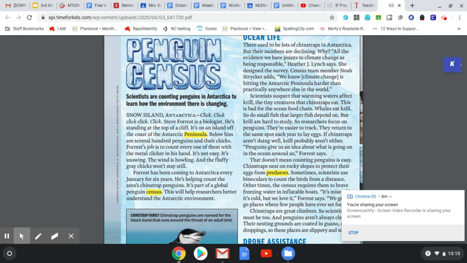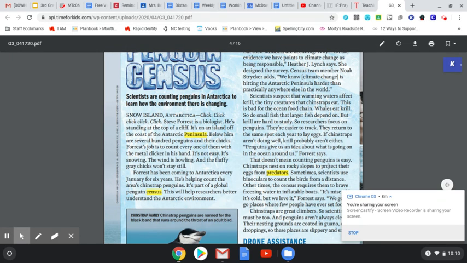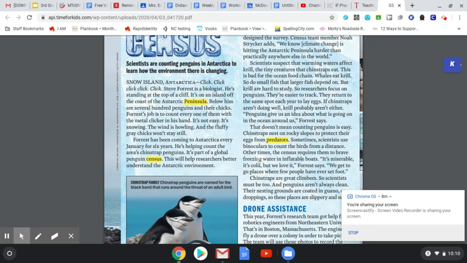Penguins give us an idea about what is going on in the ocean around us, Forrest says. That doesn't mean counting penguins is easy. Chinstraps nest on rocky slopes to protect their eggs from predators. Okay, we have another important vocabulary word right here that is highlighted. So predators, if they're trying to protect their young from predators, we've talked about this word before in my class, and I'm sure in all the other third grade classes. A predator is an animal that eats other animals. So they're trying to protect their young from animals that might eat them.